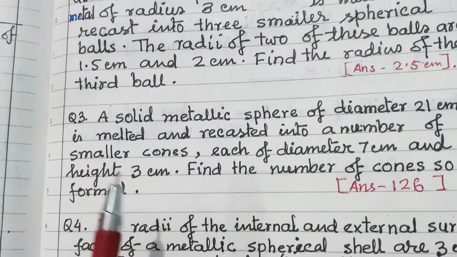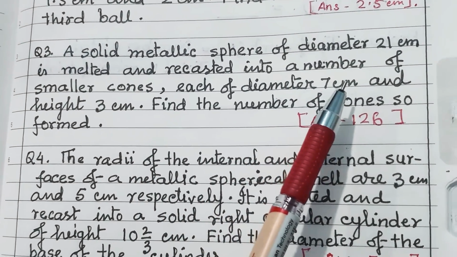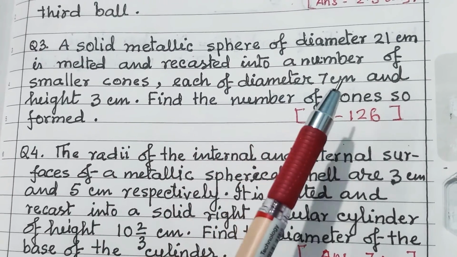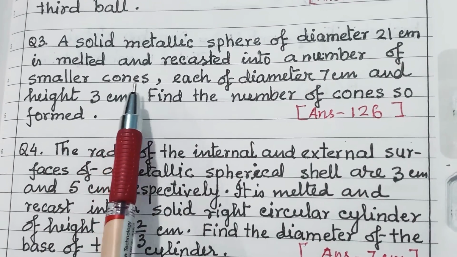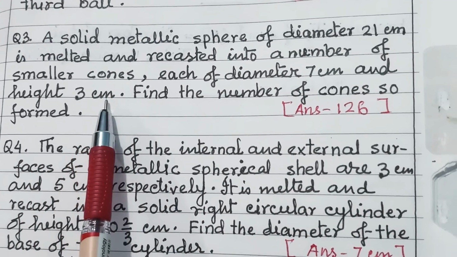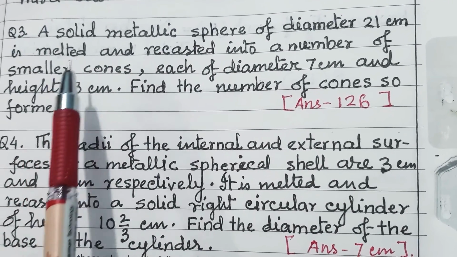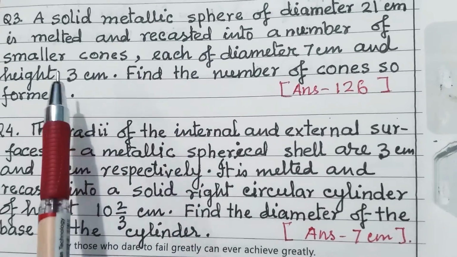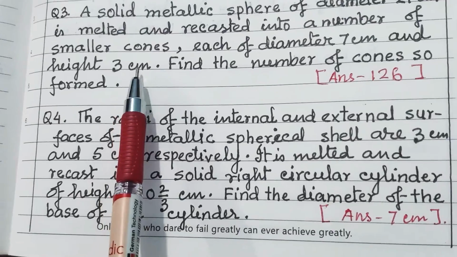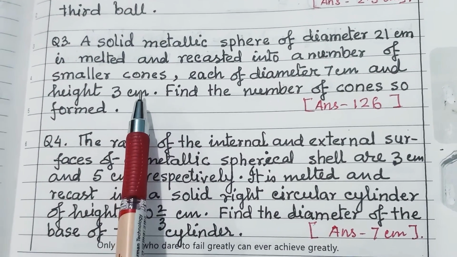Question number 3. A solid metallic sphere of diameter 21 centimeter is melted and recast into a number of smaller cones, each of diameter 7 centimeter and height 3 centimeter. Find the number of cones so formed. Here the relation is sphere and cones. So the volume of the sphere is equal to n times the volume of a cone, and you have to find n.